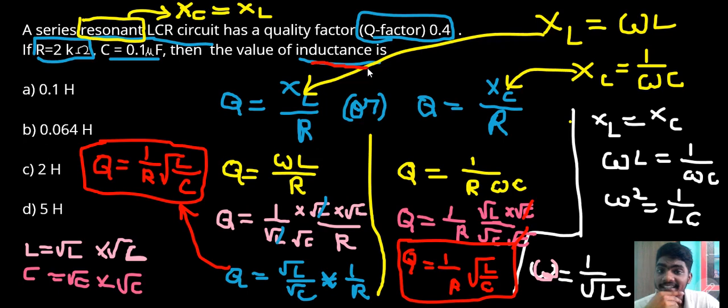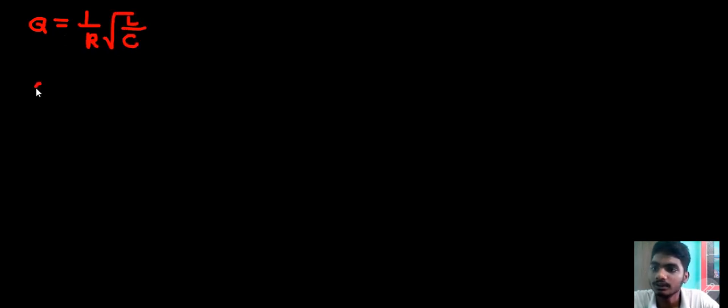We have to find the inductance. So I am going to rewrite that we found Q factor is equal to 1 by R into root of L by C. Now to find the value of L, Q into R is equal to root of L by C. Now I am going to take squaring on both sides. We get Q square R square is equal to L by C.